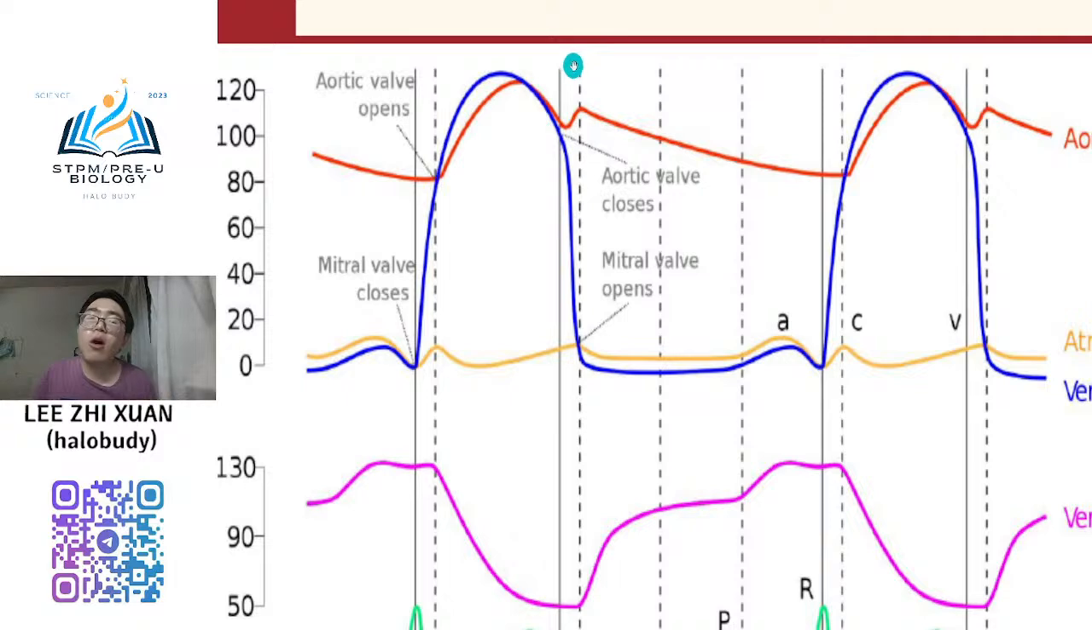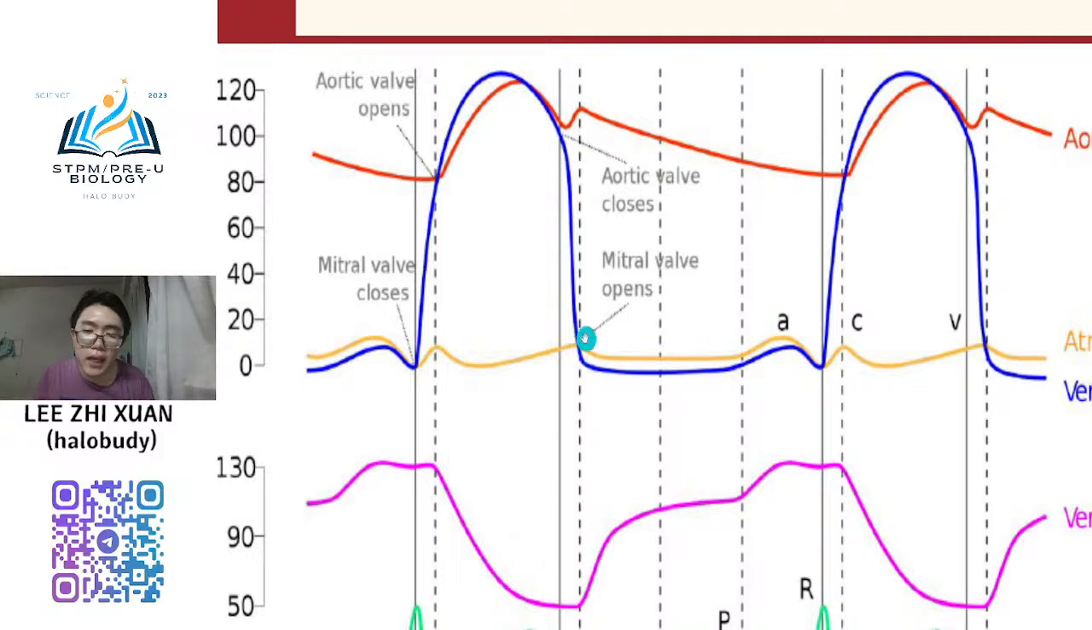Okay, so when all the blood is already pumped out, after ventricular systole, what happens? Your semilunar valve is closed. Because all the blood is already pumped out, the semilunar valve is closed already. So when the semilunar valve is closed, your ventricle pressure will start to decrease very sharply also.